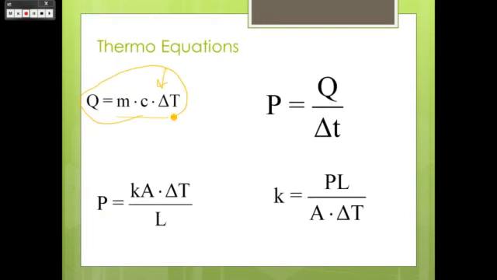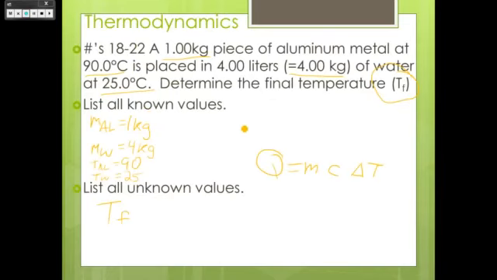Looking back, I need to know what C is for aluminum. That's going to be 900. And then C for water is 4,184. So now I have everything I need except for my final temperature and my Q, so that's something else I would have to find. But let's think about Q for a moment here. Q is the amount of energy transferred.